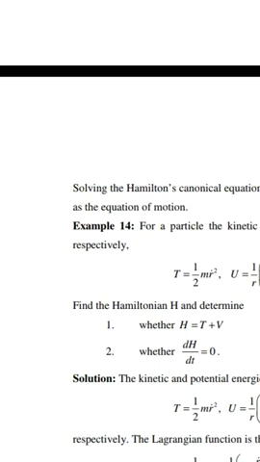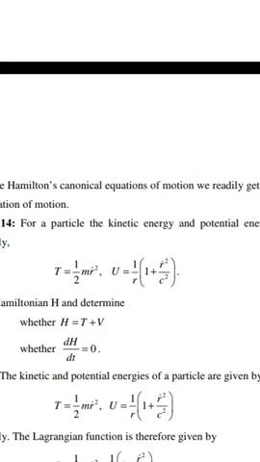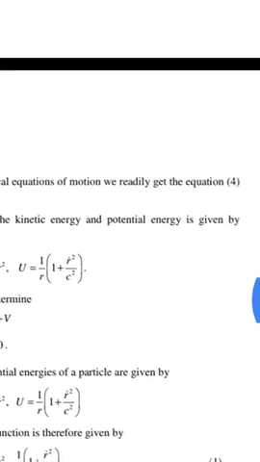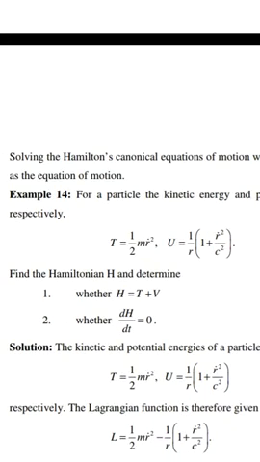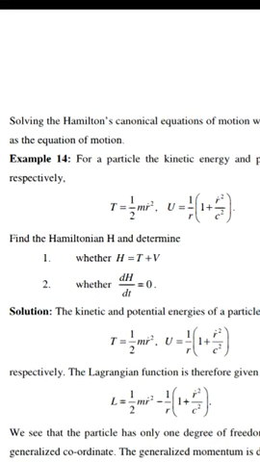Example 14. For a certain particle, the kinetic energy and potential energy are given respectively by T is equal to 1 by 2 m r dot square, V is equal to 1 by r into 1 plus r dot square divided by c square. Find the Hamiltonian H and determine whether H is equal to T plus V and whether dH by dt is equal to 0.